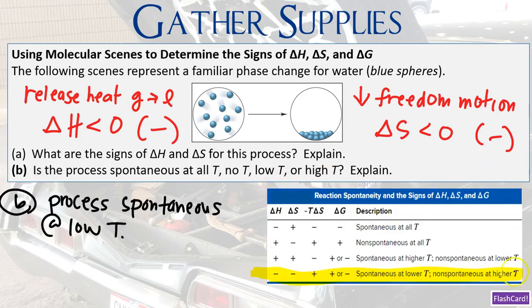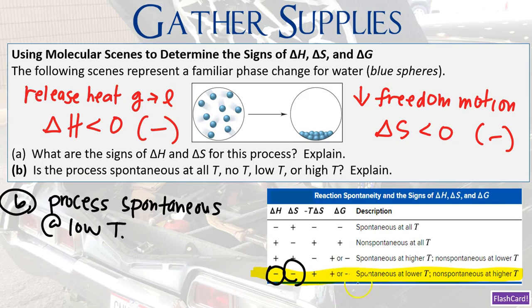All right, so I brought back my trusty little table from our information before. We know that our delta H is negative and our delta S is negative. So when I look at my table, I'm going to find when they're both negative. Here we see that our term T delta S is going to be positive. So in order to figure out if delta G is going to be spontaneous, or if this process here is spontaneous, we have to rely on temperature.